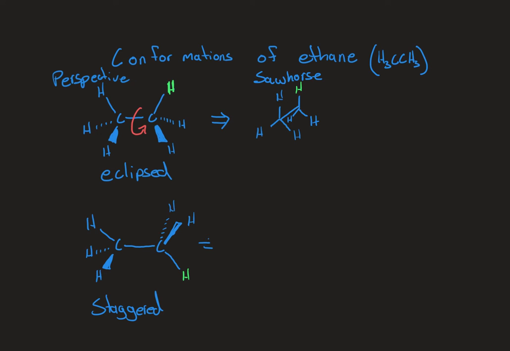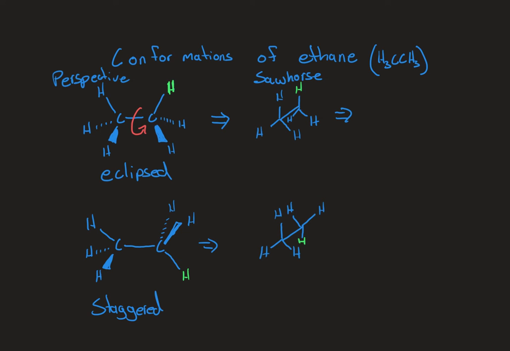If we look at the staggered conformation, the front carbon is going to be the same. The back carbon now has a green hydrogen going down and two blue hydrogens going up. So that might be slightly easier to see the staggered structure of this, but I think the easiest way to see this conformation is using what's called a Newman projection.